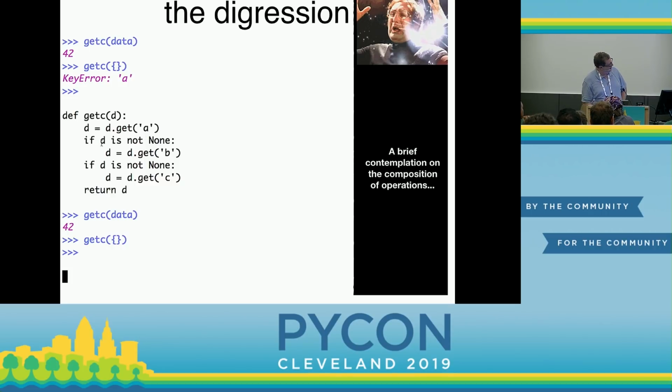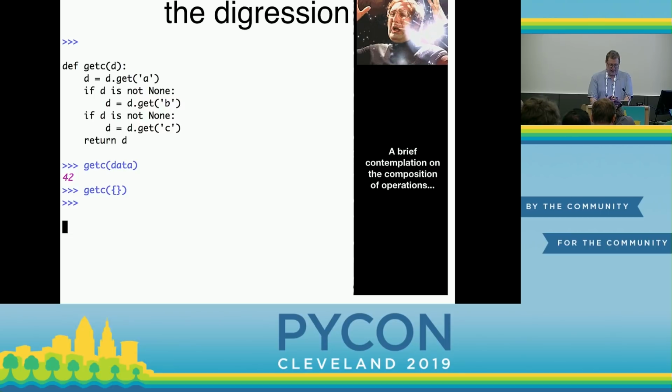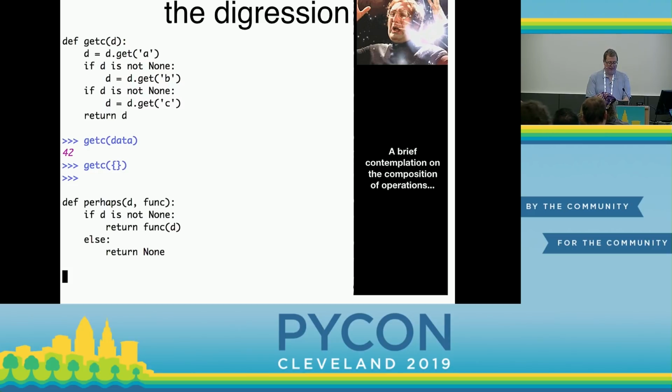But one thing that's a little weird is there's a lot of code repetition going on here, where I do the if check, and then I do the get. So I'm going to do a little trick on this. I'm going to write a function called perhaps. You're going to love this, where you give me a D and a function. Then I check the D. If D is not none, I return the function applied to D, and if it is none, I just return none back. So I'm going to write a little helper function like that.